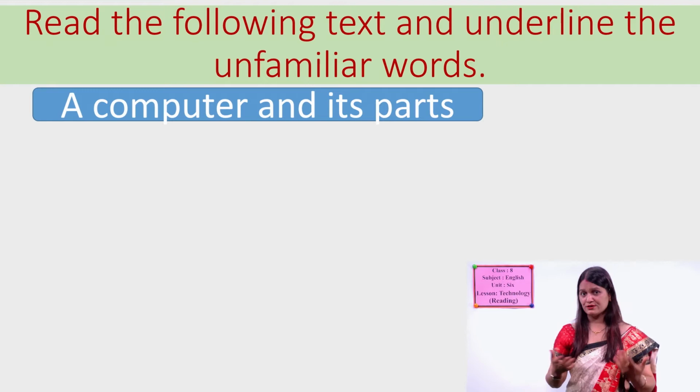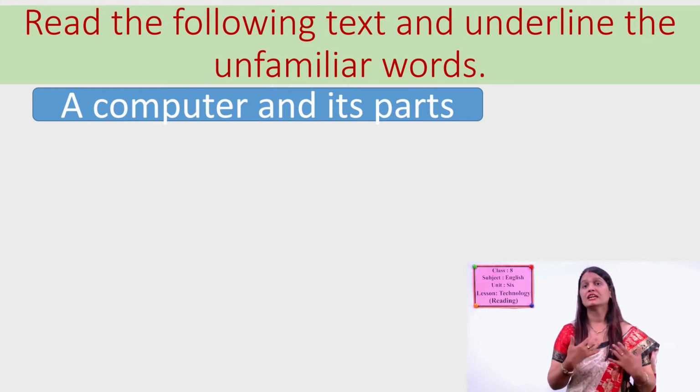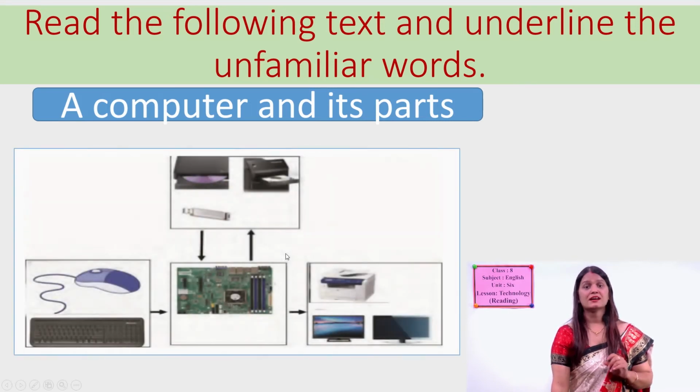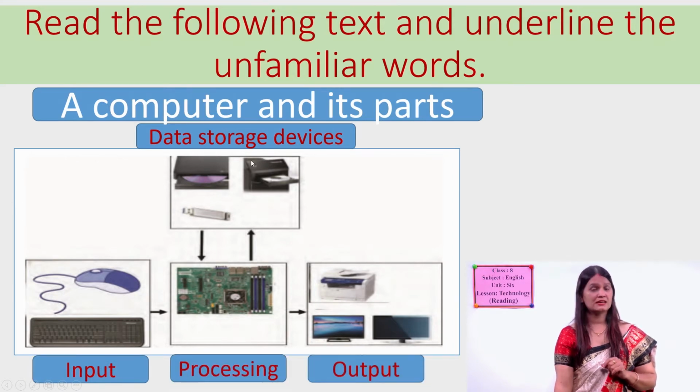Okay, have you got the idea? What do you have to do? Yes, you have to underline the unfamiliar or new words for you. So first you can see there in your textbook a picture. You can see the parts of a computer. Okay, data storage devices first, input, processing and output. This is there in your textbook first.